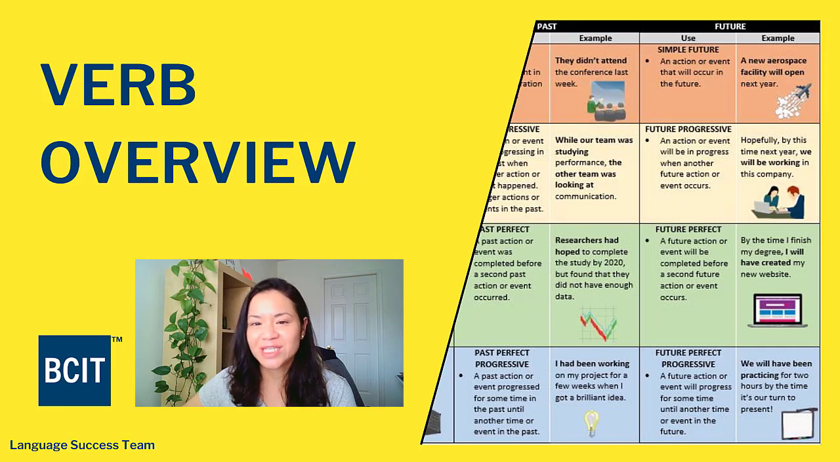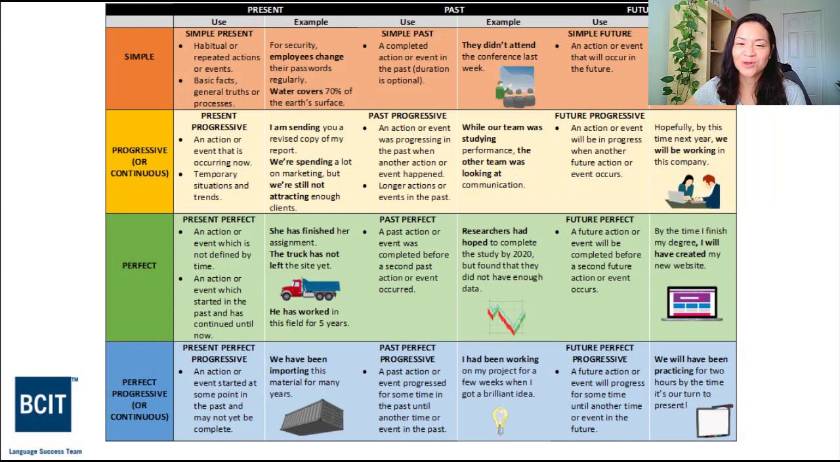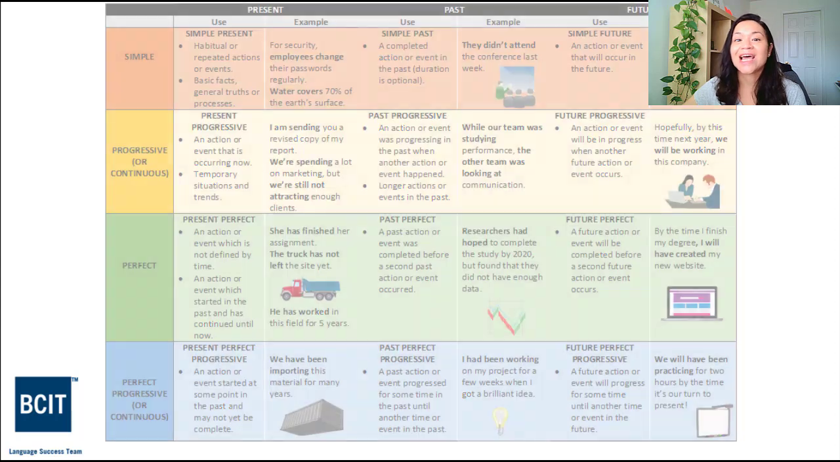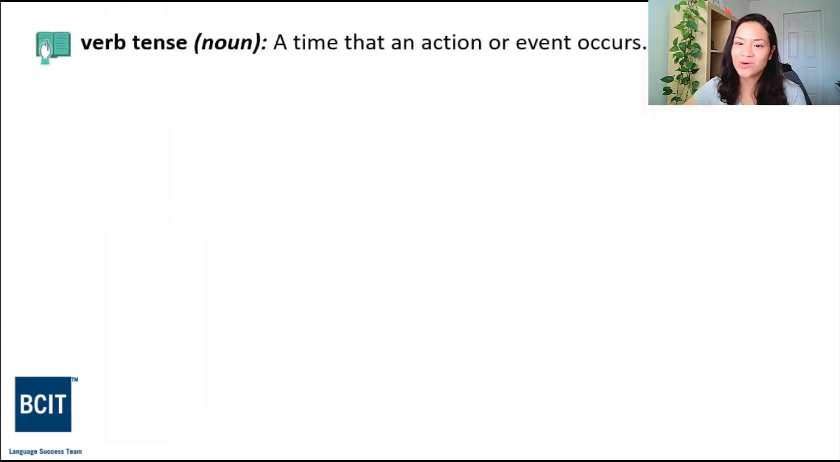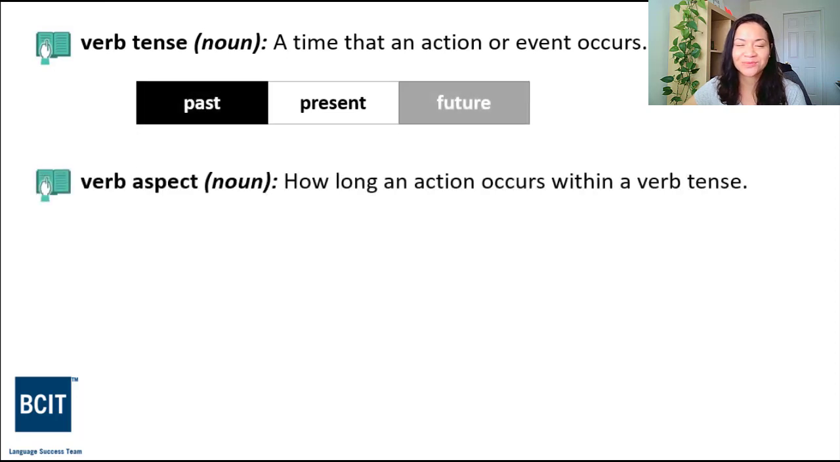If you are interested in knowing more about the individual tenses, the next submodules in this module will discuss them in more detail. When you ask people how many verb tenses there are in English, it's common for people to assume that there are 16. However, there are actually only 3 tenses in English: present, past, and future. Verb tenses refer to the time that an action or event occurs.